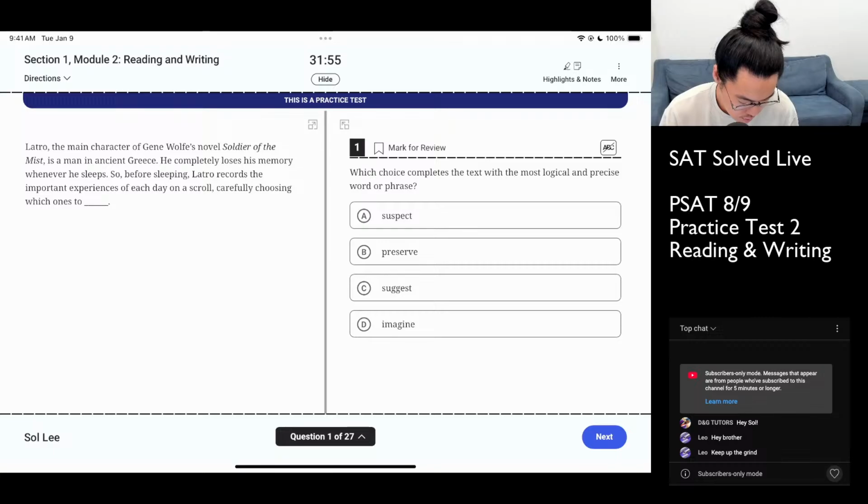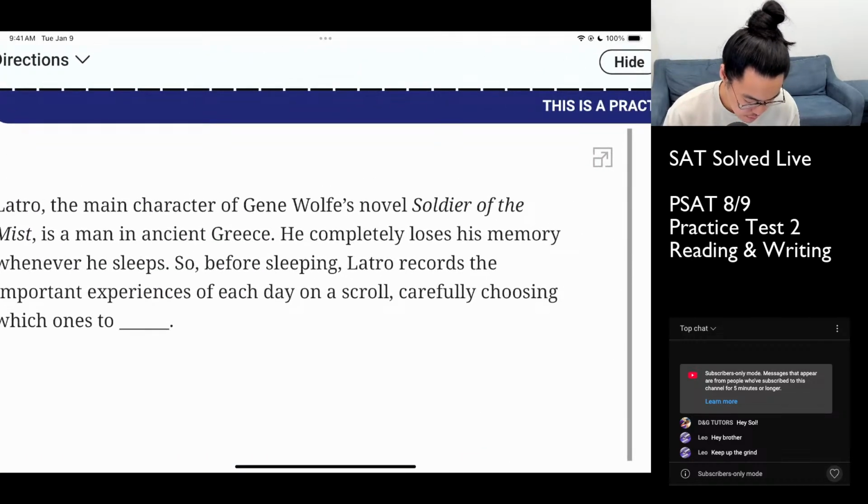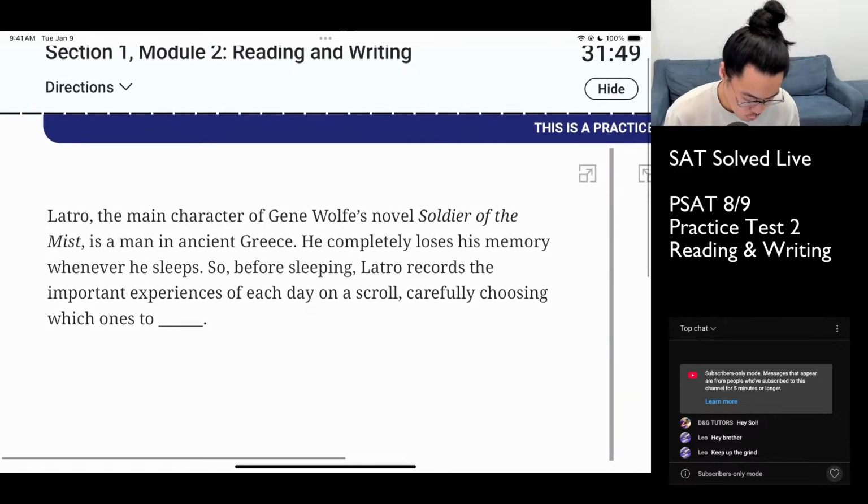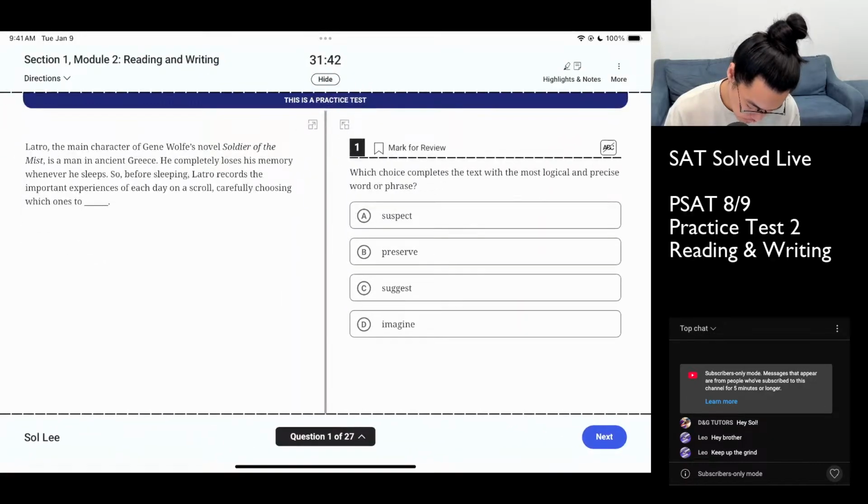Latro, Jane Wolfe's novel, is a man in ancient Greece. He loses his memory when he sleeps. So before sleeping, he records, carefully choosing which ones to write down, record, preserve.